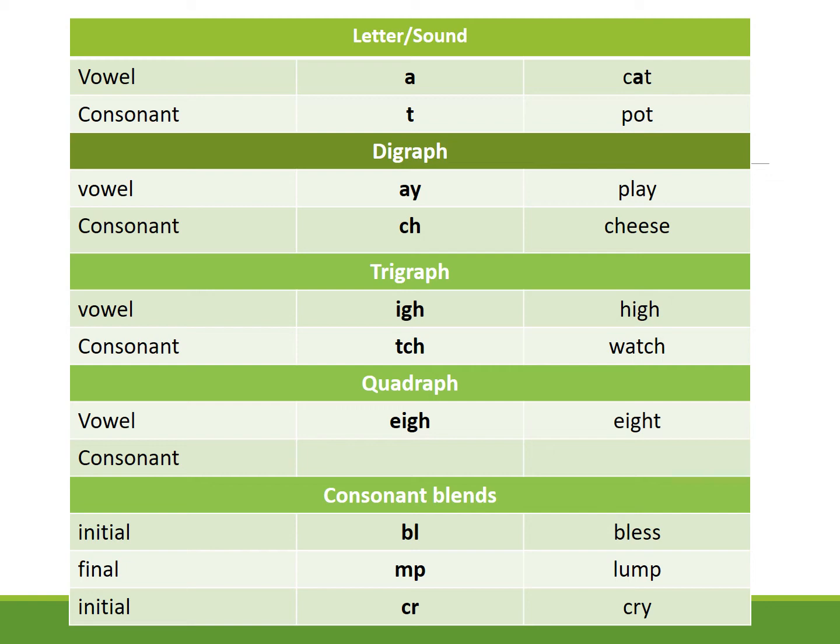And then you have trigraphs, quadraphs. It's very difficult to find consonant quadraphs, and of course consonant blends. Now consonant blends should not be mistaken for consonant digraphs, because a consonant blend is 2 separate sounds, if you like, as in bless, you've got the b and the l, and a digraph is 2 letters that represent one sound.